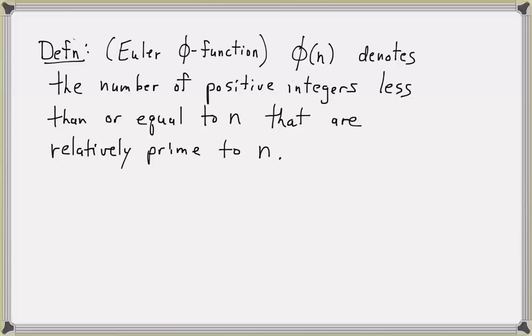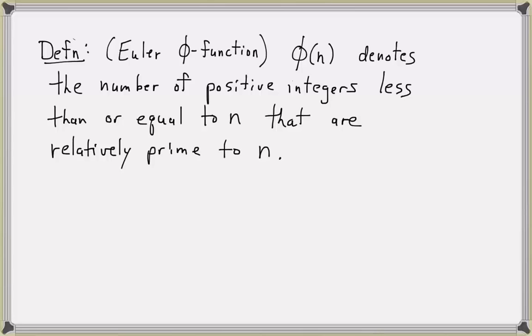So the Phi function has been one of the central functions of number theory for over 200 years. Leonhard Euler was the first to study this function. That's why we name it the Euler Phi function. In 1763, he published a paper describing this function. But it was Gauss in 1801 who first used the notation phi for this function in his work Disquisitiones Arithmeticae.